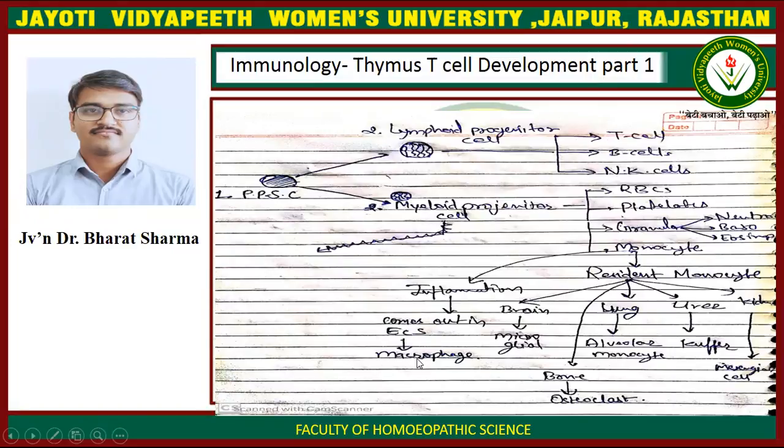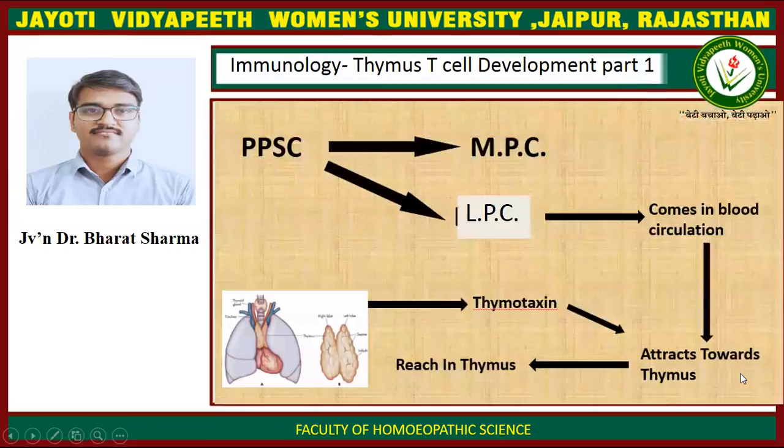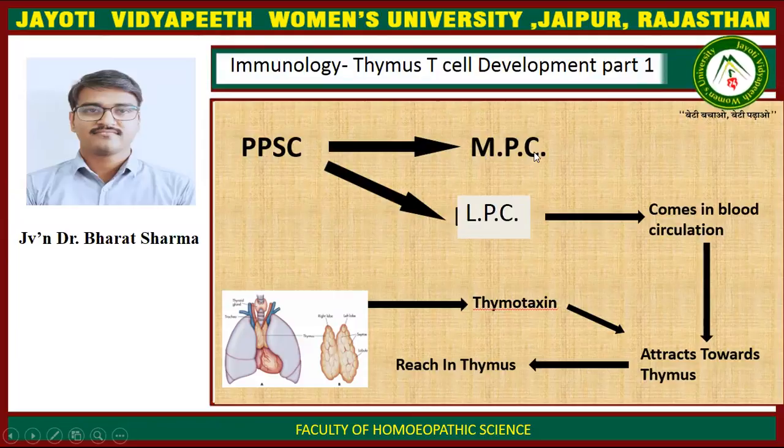Monocytes present in inflammation come out of the ECS as macrophages, and resident monocytes are present in the brain as microglial cells, in the lungs as alveolar macrophages, in bone as osteoclasts, in the liver as Kupffer cells, and in the kidney as mesangial cells. Pluripotent stem cells, myeloid progenitor cells, and lymphoid progenitor cells come into blood circulation, then are attracted toward the thymus by thymotaxin substance and reach the thymus.